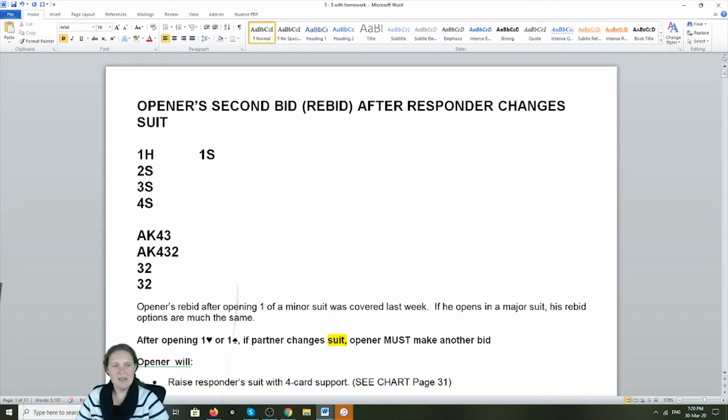Okay, so in spades, we've got the ace, the king, the 4, and the 3. In hearts, the ace, king, 4, 3, 2. And in diamonds and clubs, the 3 and the 2 of each suit. Not a bad little poker hand there.